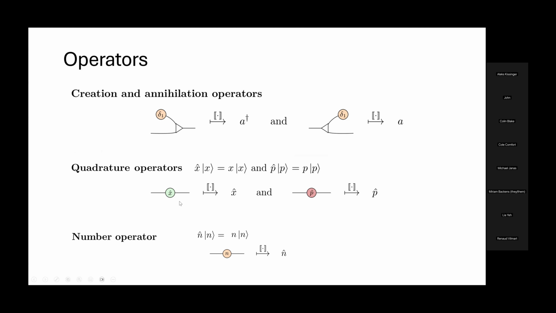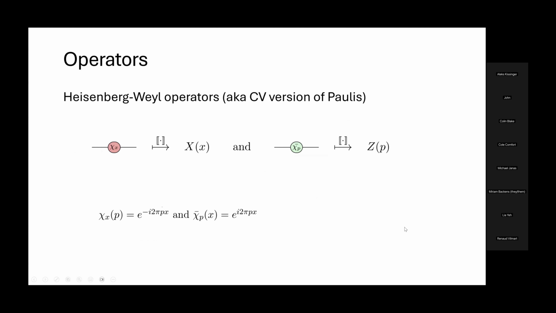We also have the quadrature operators, which says that if I input a ket, it tells me the position value of the input. So if I input ket x, it gives me x times ket x. And this is the momentum version of the quadrature operator. And we also have the number operator, which is just a Fock spider labeled n. Now we also have the Paulis, or as they're called in CV, the Heisenberg-Weyl operators, which can be represented like this with the character functions.